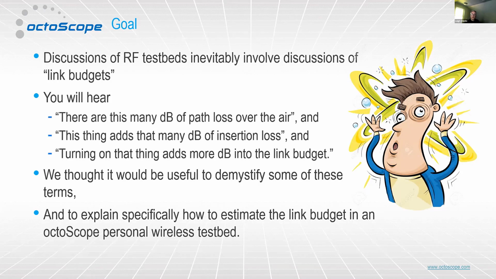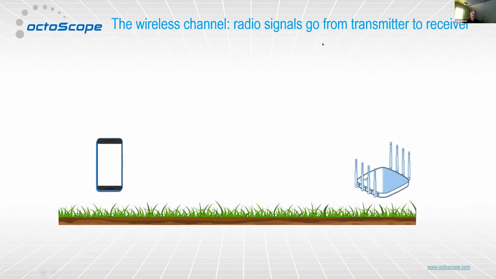Okay, so to start off with, we need to introduce the concept of a wireless channel. So when people talk about the wireless channel, they're talking about the fact that radio signals go from a transmitter to a receiver, and they can get there in a number of ways. They can get there directly, and I've just labeled this one space. We'll talk about that a little bit later.